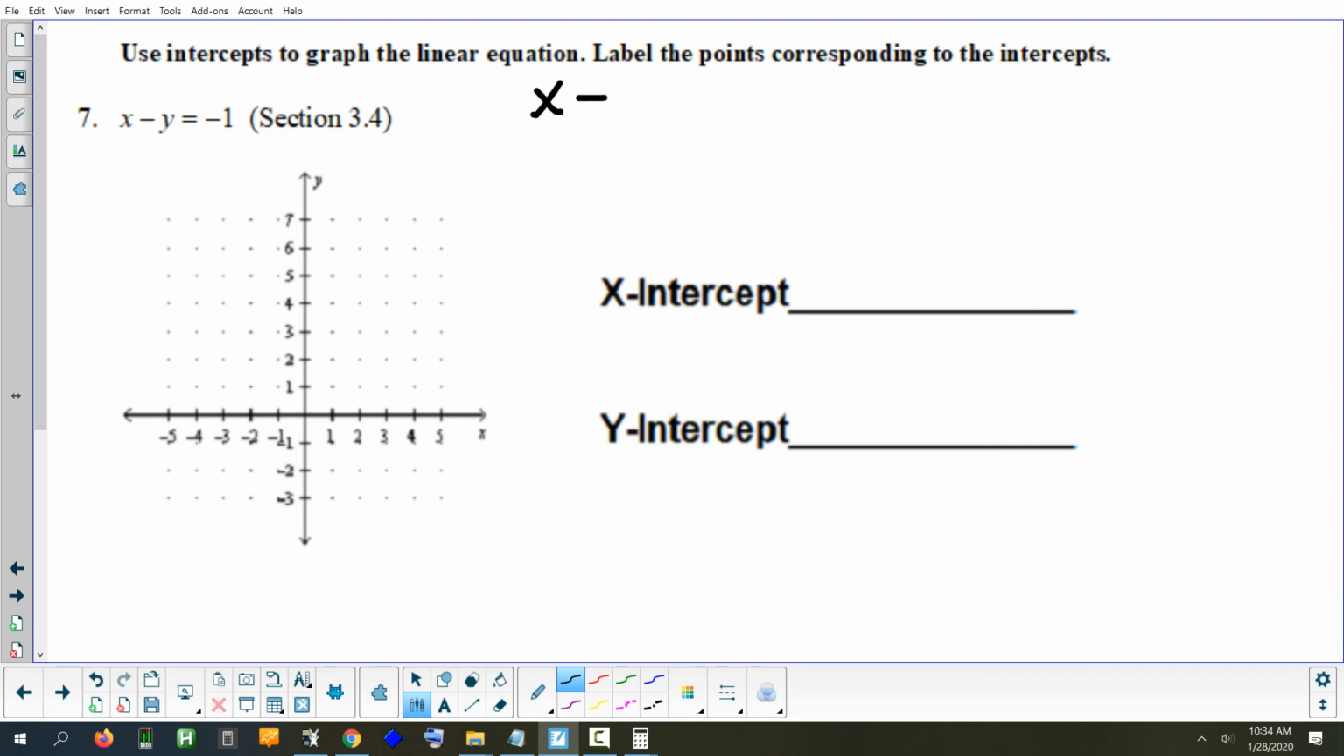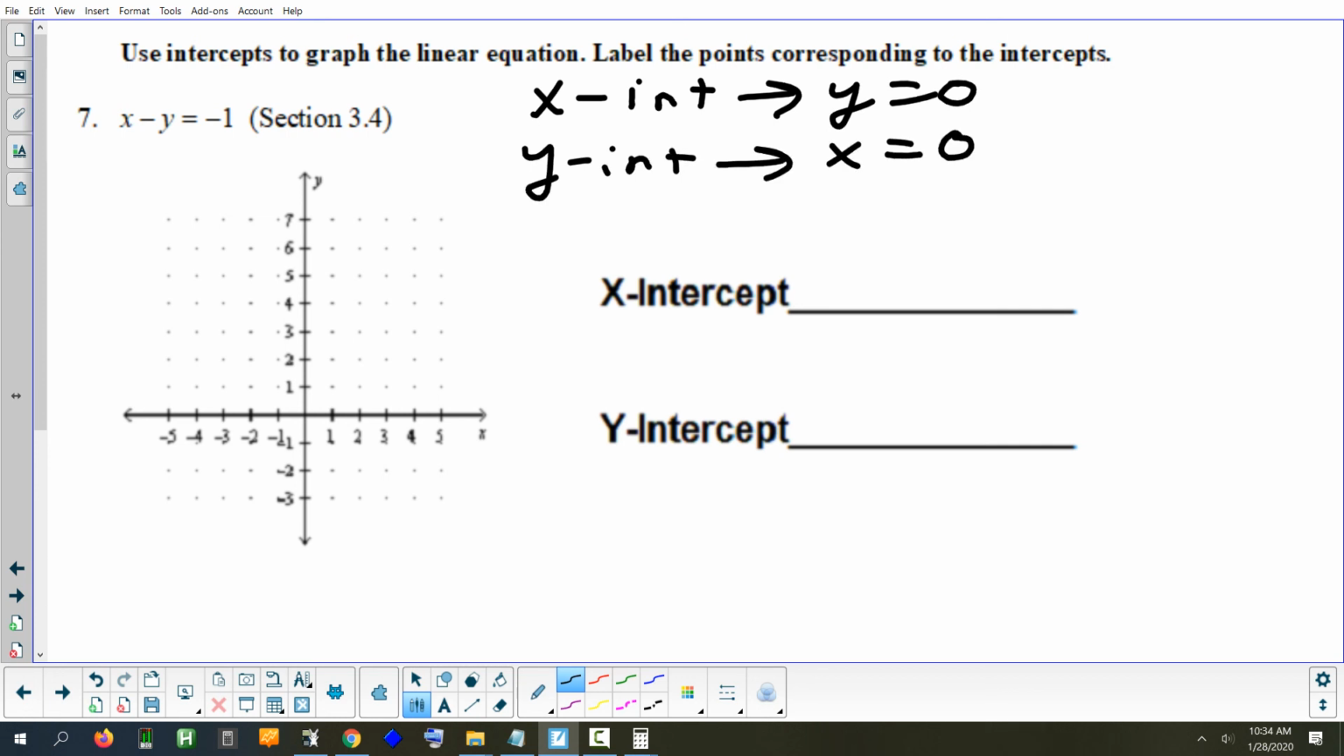To find the x-intercept, this is probably important to know. Plug in 0 for y. To find the y-intercept, plug in 0 for x. And no, I didn't write that backwards. That's how you do it. 0 for y gives you the x-intercept. 0 for x gives you the y-intercept.